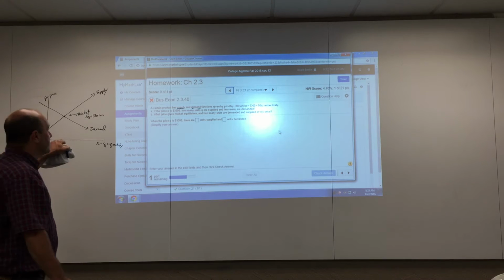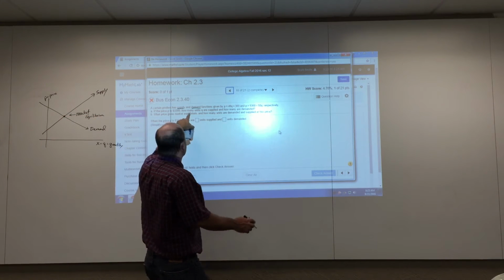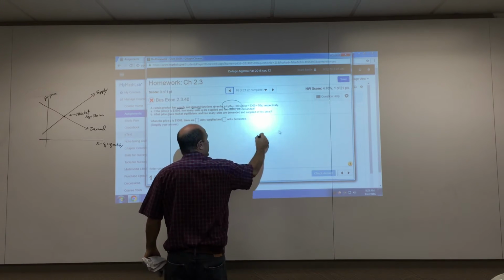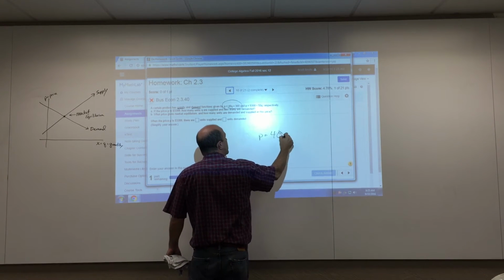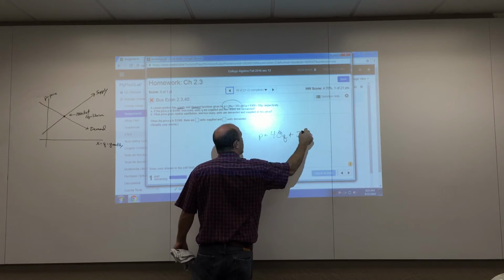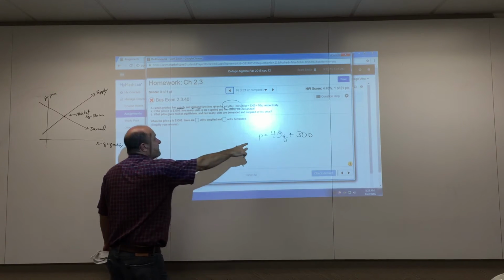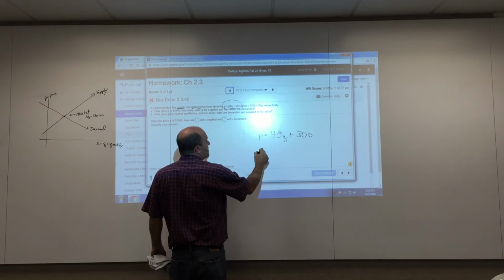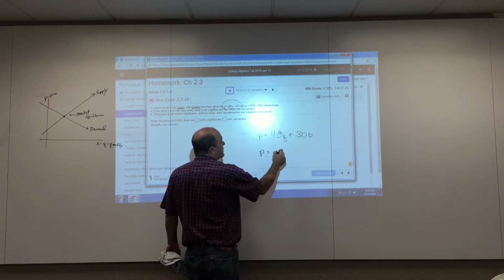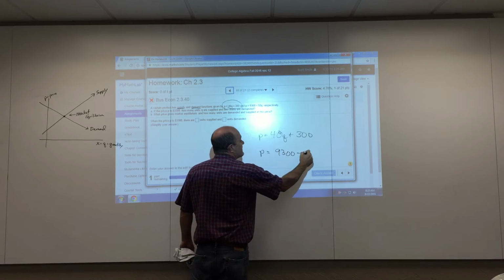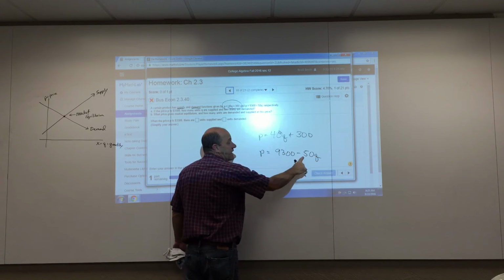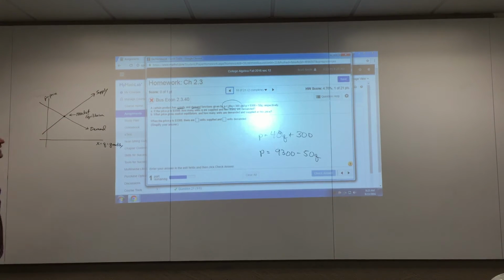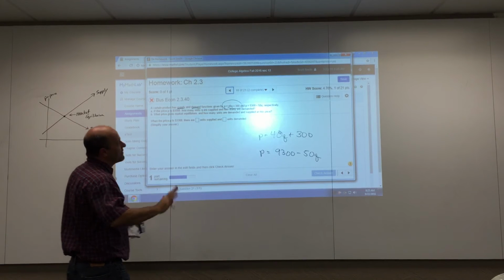Let's see what this one is. It says the supply and demand equations are this one. Let me just see if I'm right. If that's the supply equation, P equals 40Q plus 300. That does have a positive slope, right? That's the supply equation. And the other one is P equals 9,300 minus 50Q. That has a negative slope, right? That's the demand equation. We could try to think more about them, but let's not.